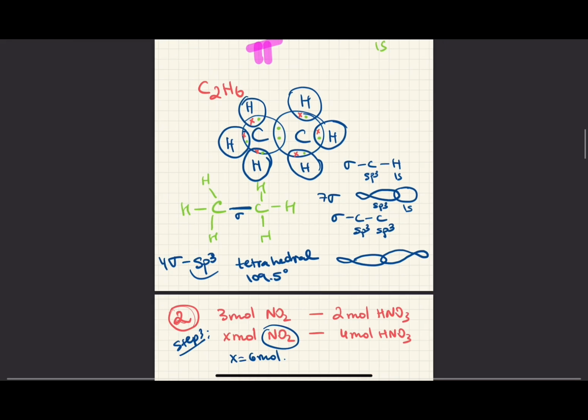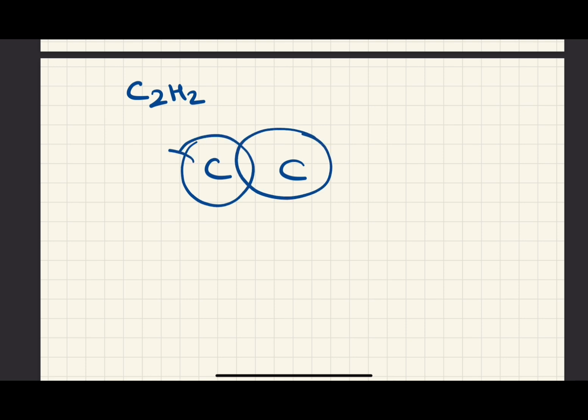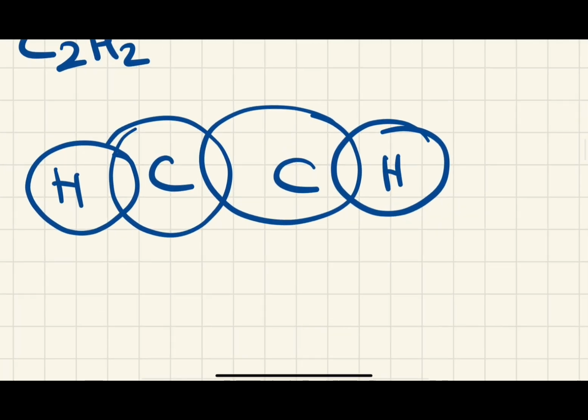Now I'll do one more for you for C2H2. So we have in here carbon and carbon, circle, circle, and we have just one hydrogen for each. That's the way it looks. And then I'm going to put one electron for hydrogen. So one from carbon, one from carbon. So hydrogen is complete, it can only take two.